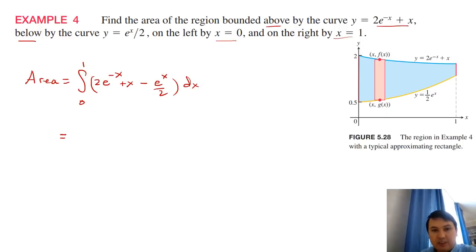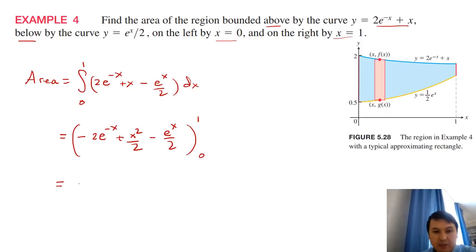the integral of e to the minus x is e to the minus x multiplied by minus, right? So this is minus 2e to the minus x. The integral of x is x squared over 2. The integral of e to the x is e to the x itself, so here we have no change. Evaluated from 0 to 1.